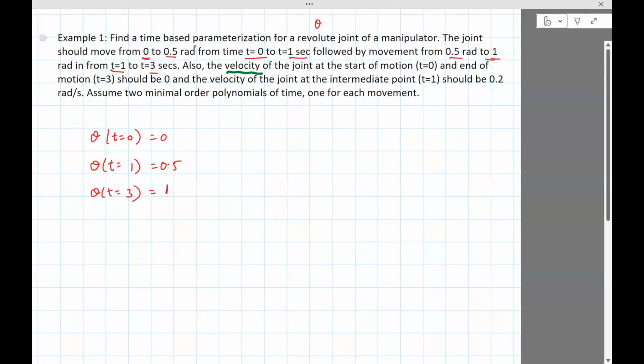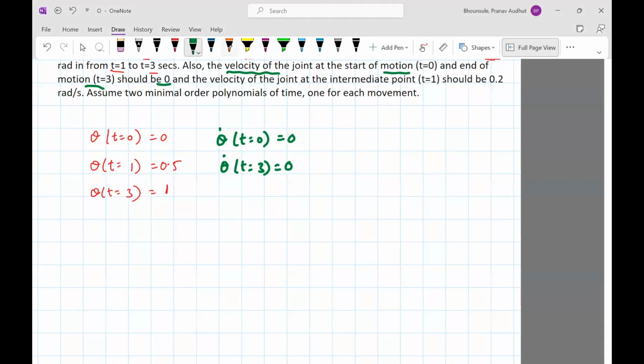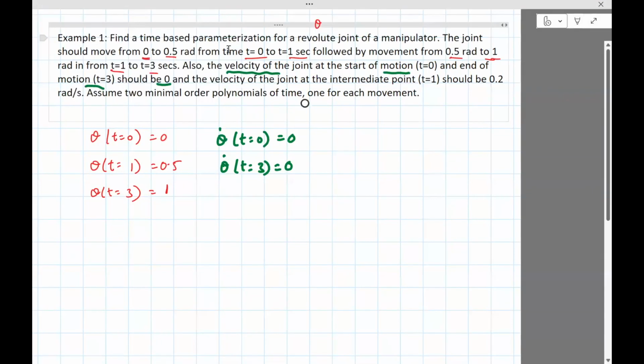Also, the velocity of the joint at the start of the motion and end of the motion should be 0, which means that theta dot at t equals 0 should be 0. Theta dot at t equals 3 should be 0. And then this additional condition looks a little strange. So velocity of the joint at the intermediate point t equals 1 should be 0.2.